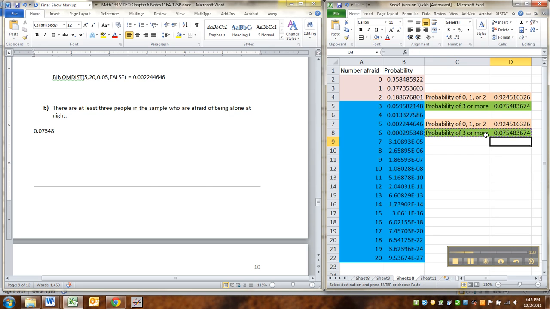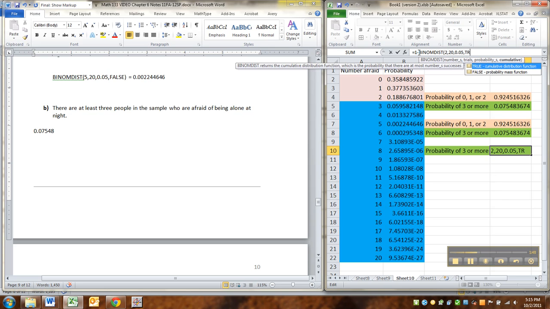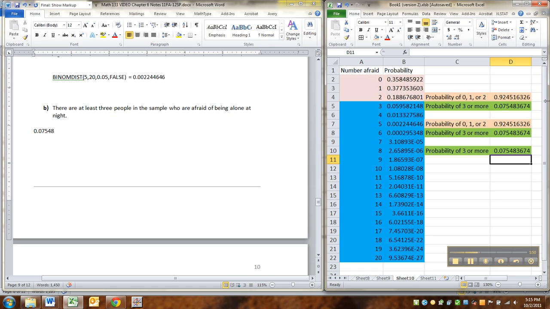But wait, there's more. You could have done it all in one step. So you could say, okay, I want you to take 1 minus binomial dist, or binomial.dist if that's the program you have, 2, 20, 0.05, true, and then it finds it all at once. So that's yet another way you could have done it. Or you could have just found each one of them individually like we did here and add them all up. There's another way. So that's 4 different ways that you can find the same probability. Which one you want to use, that's up to you. I'm going to put it right here.